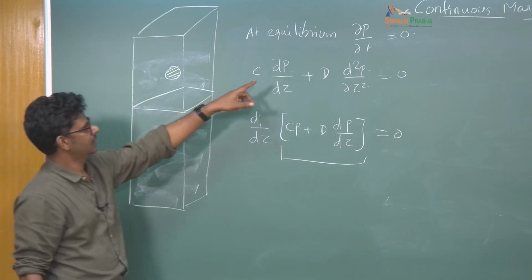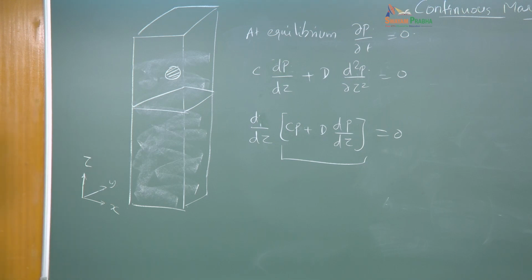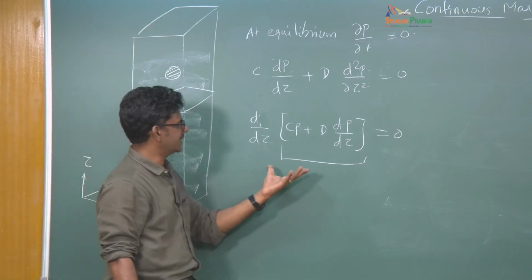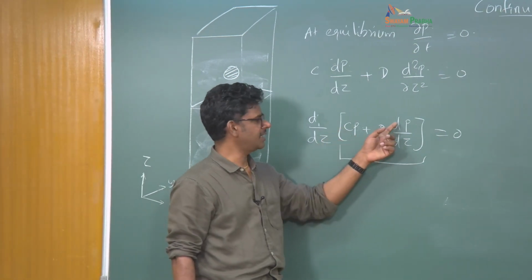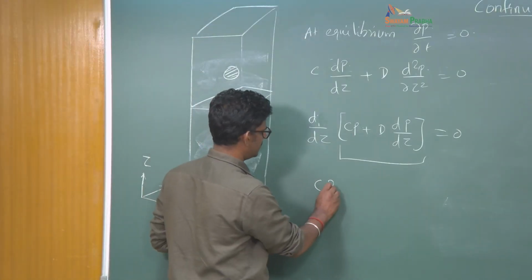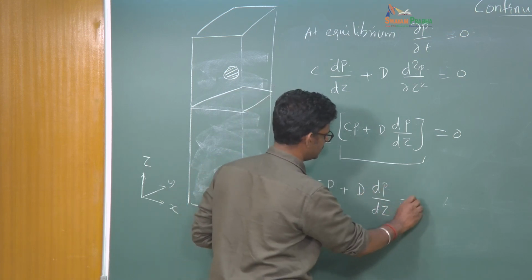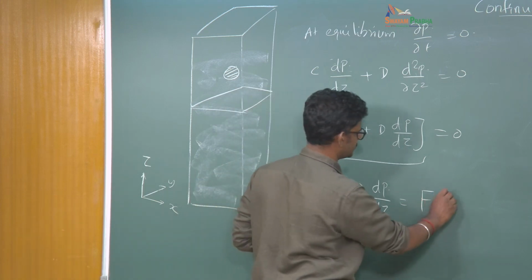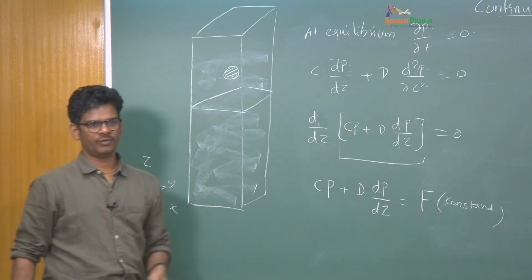At equilibrium, when I'm looking at the equilibrium distribution of P of z comma t, it tells me that this group of terms, the constant C times P plus D times ∂P/∂z, the whole term has to be constant. So we say Cp plus D dP/dz is some constant F. This is an unknown constant. We will have to find it based on some boundary conditions.